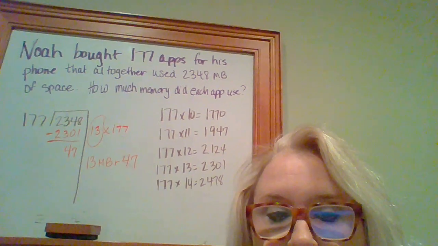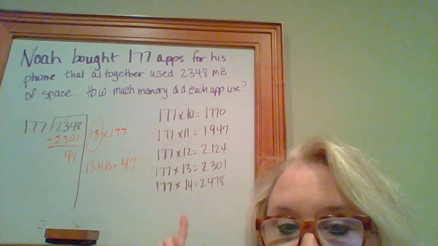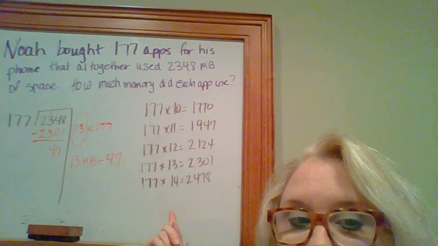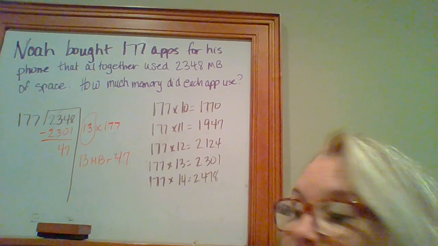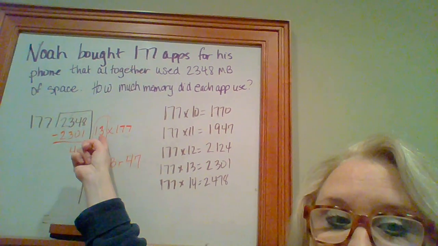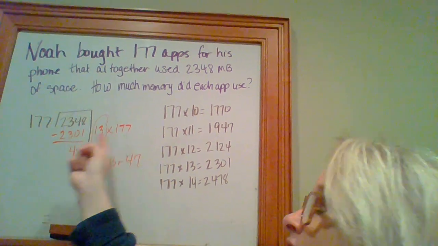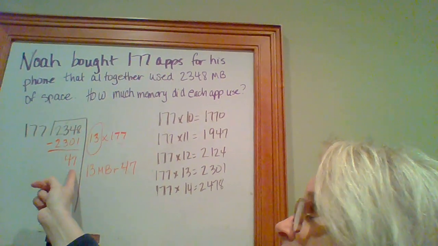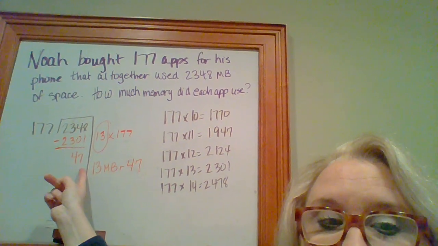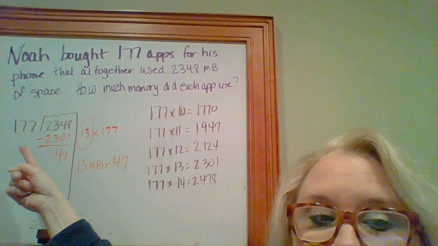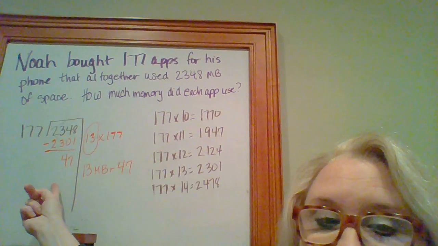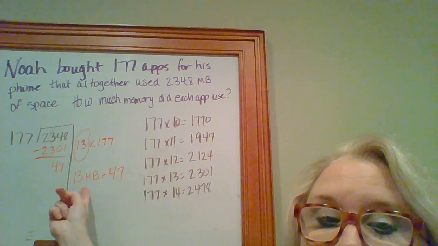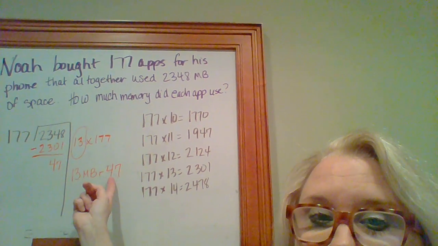Okay, I used 13 because I thought 13 was the closest to 2,348. So I took 13 times 177, which gives me the answer of 2,301, subtract, and we have 47 remaining. Can I pull any more groups of 177 out of 47? No, I can't. So my answer would be 13 megabytes with a remainder of 47.